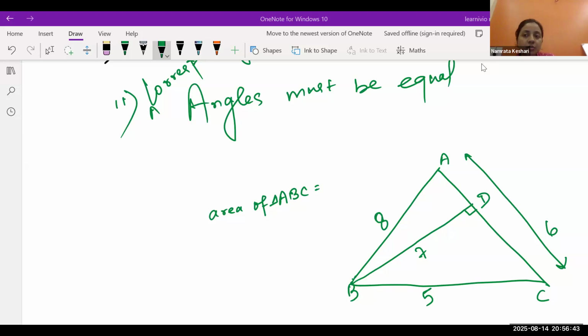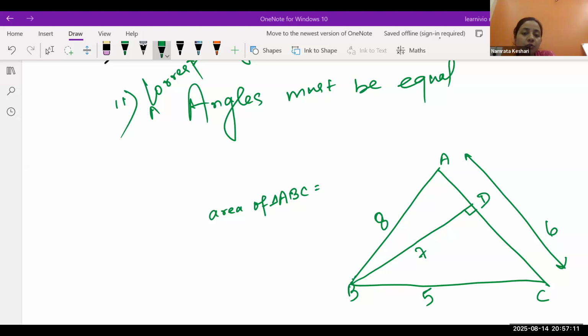Area of the triangle is 1 by 2 into base into height. Yes or no? Do you know this formula for finding the area? Yes, ma'am. Okay, 1 by 2 into base into height.